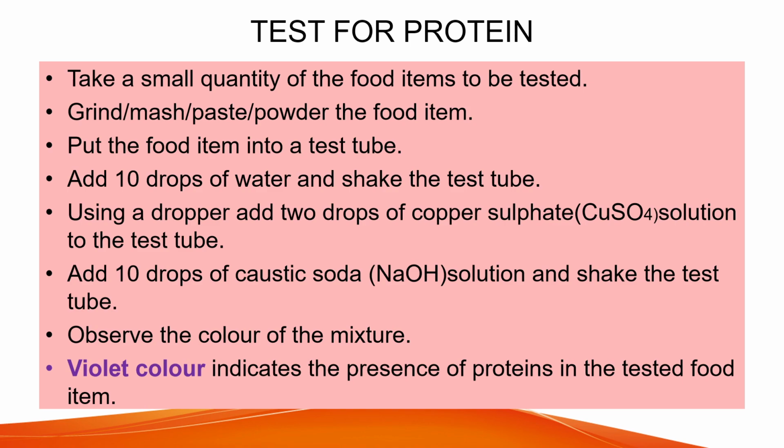What we will do? We take a small quantity of food items to be tested. We can take a single food item also, or we can take 2-3 food items also, and we will just grind, mash or paste, or you can make the powder, whatever is possible. Then we take that food item and we put the food item into the test tube.